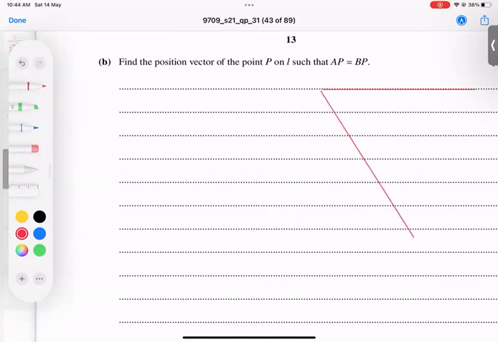Okay, this is 83.7. This is a line L. This is a line AB. And according to the statement, P is on the line L such that PA and PB are equal to each other.